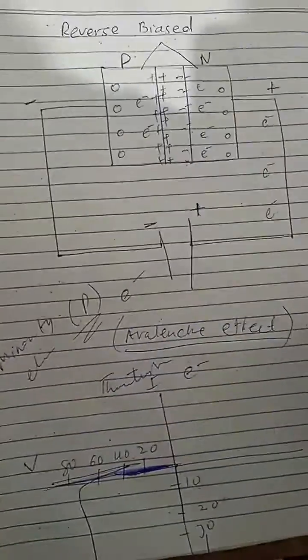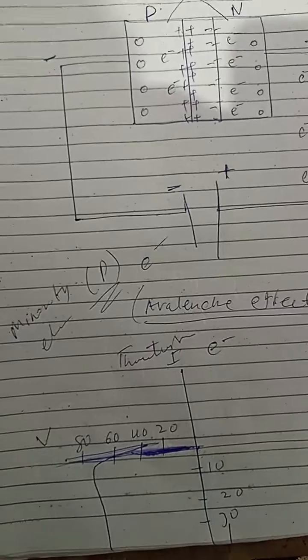So this is the whole thing about reverse, forward, Zener and avalanche that we studied today.